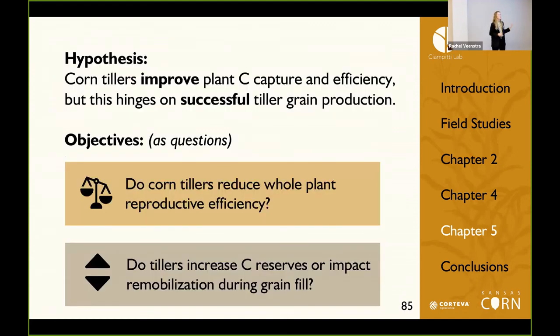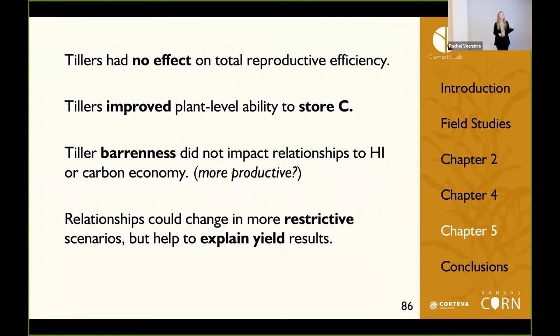So our hypothesis: corn tillers improve plant carbon capture and efficiency, but this hinges on successful tiller grain production. We went through our 2 questions to explore that. And our take-home messages here were that tillers had no effect on reproductive efficiency. In this case, we were looking at the harvest index as a measure of that. Tillers improved the plant-level ability to store carbon. We saw an escape from that cap on our stem water-soluble carbohydrates. The barrenness of the tillers, so whether or not the tiller had grain, didn't impact the harvest index or carbon economy relationships. We actually found that they could be more productive potentially if those tillers are barren.